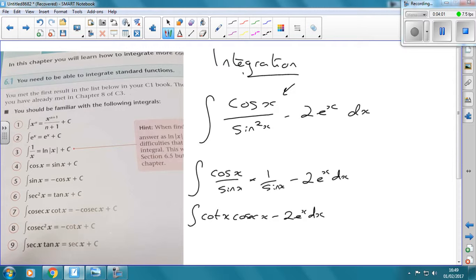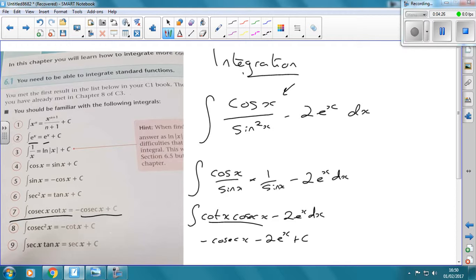Okay, now if we have a look over here on the left, we've got cot x cosec x, or cosec x cot x. That integrates to minus cosec x. So if we integrate this, that's going to be minus cosec x. And when we integrate e to the x, that just goes to e to the x. So 2 lots of e to the x is going to go to 2 lots of e to the x, and then plus c.